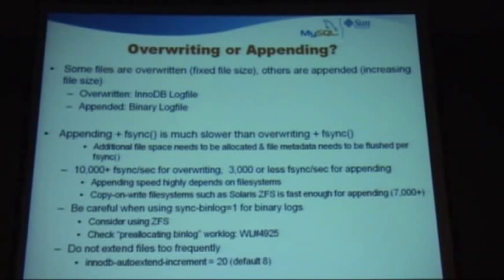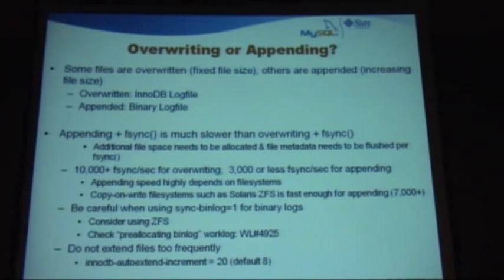On Linux and many other operating systems, appending plus fsync is much slower than overwriting plus fsync, because additional file space needs to be allocated and file metadata needs to be flushed per fsync. So this is very slow. When I tested, I got more than 10,000 fsyncs per second for overwriting, but only 3,000 or less fsyncs per second for appending.